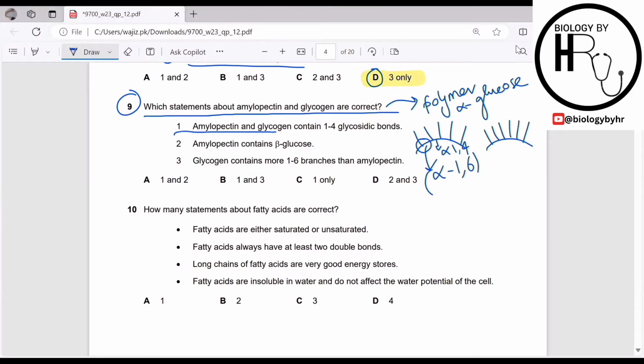Statement 1 is saying amylopectin and glycogen contain alpha 1,4 glycosidic bonds. Absolutely, both the amylopectin and glycogen consist of alpha 1,4 glycosidic bonds. Amylopectin contains beta glucose. No, this is not the case. Why? Because they are the polymers of alpha glucose. Statement 3 says that glycogen contains more 1,6 branches than amylopectin. You can clearly see that glycogen is more branched than the amylopectin. So statement 3 is correct. So the answer over here is going to be option B. 1 and 3 are the correct statements.